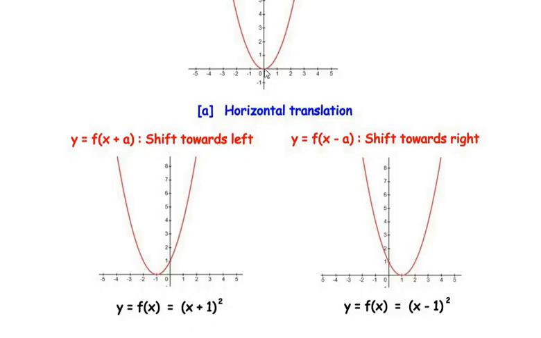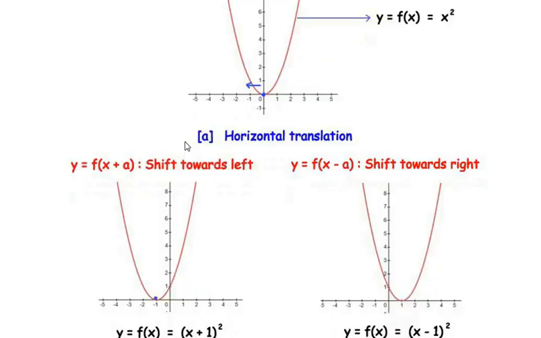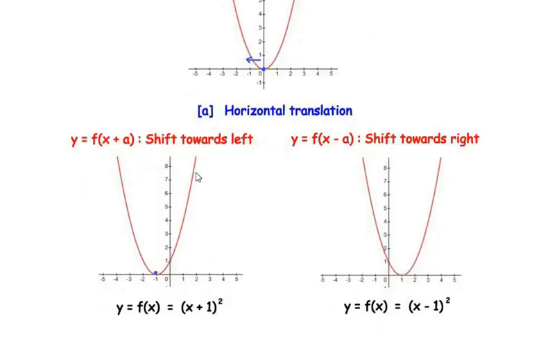Now you can see that this 0, 0, this point was touching the x-axis on the parent function. It has shifted by 1 unit towards the left and this point has come on negative 1, 0. So from 0, 0 it has moved to negative 1, 0. So the x coordinate has changed over here. Similarly, all the points on this graph need to be shifted by 1 unit towards the left. So the entire graph has shifted towards the left.